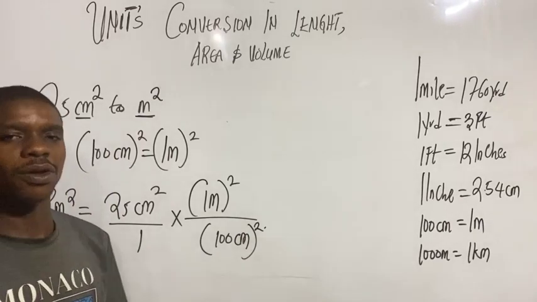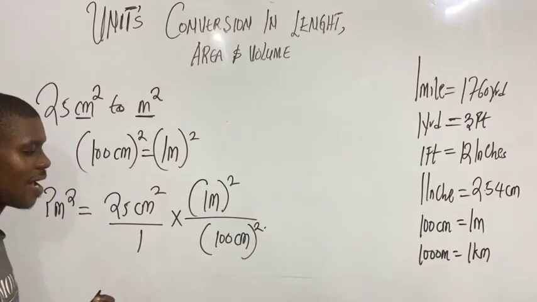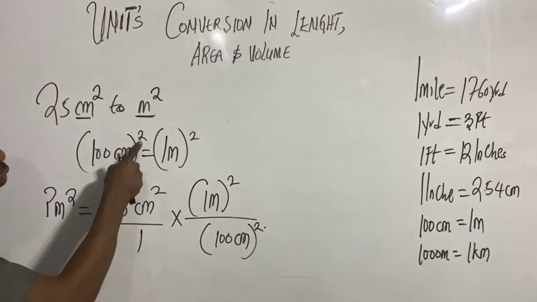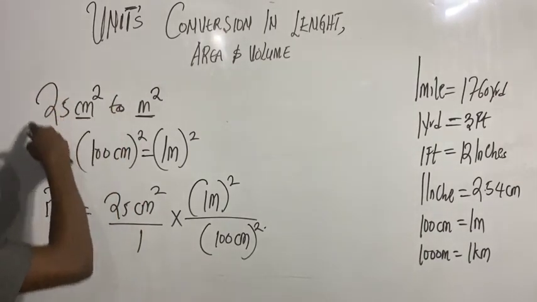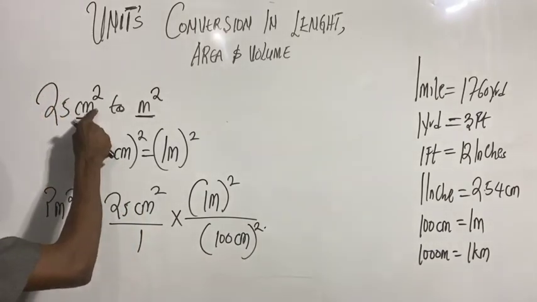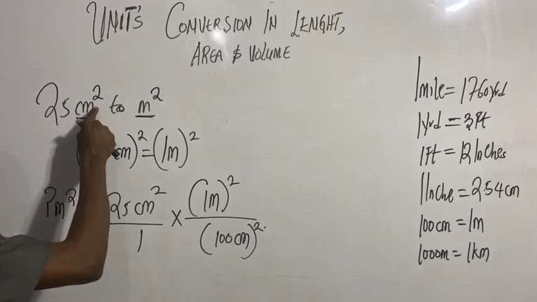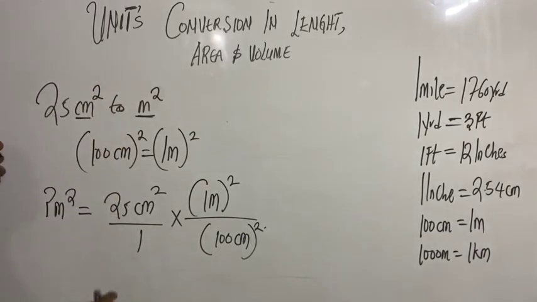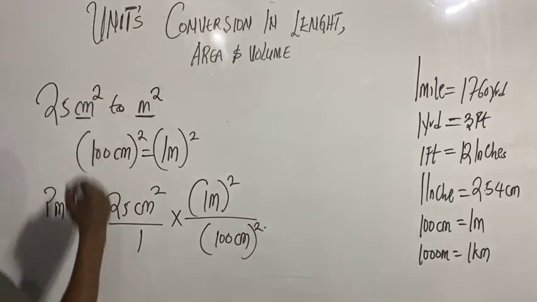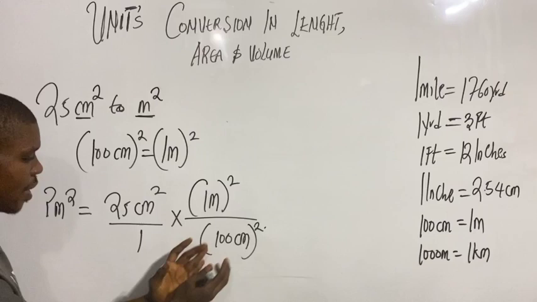Now, when I explain this in class, some people ask me, if I introduce square here, won't I square this one too? You don't need to square it, because it is already represented in square. This is already square, or area. So square means area.